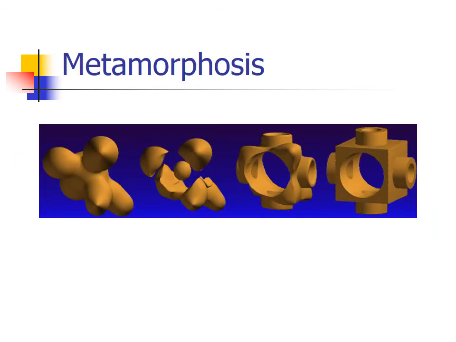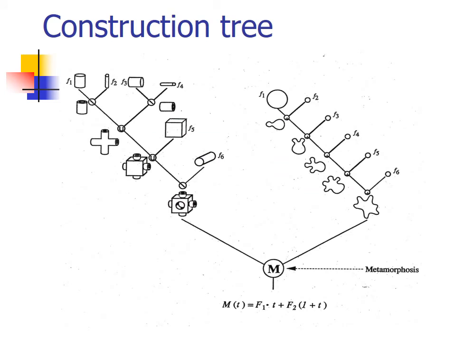Another important operation in FRep is metamorphosis. This operation allows to construct intermediate shapes automatically during transformation from one object to another. The statement for the metamorphosis operation is shown on this slide.